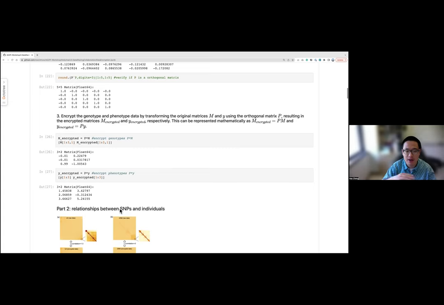Of course, for this one we're not including any other fixed effects, let's say like gender or group, but for that it's a similar idea.